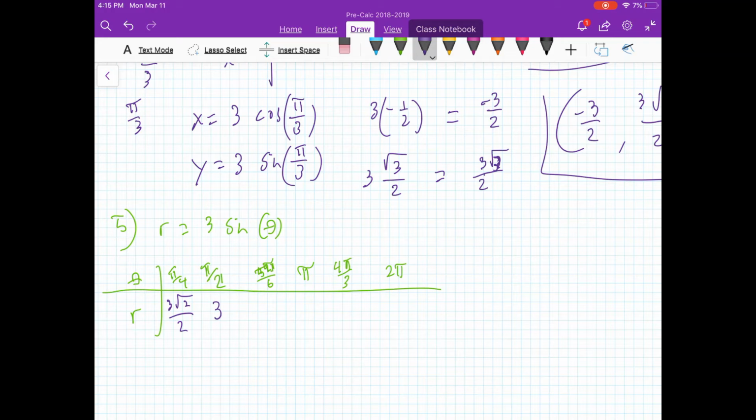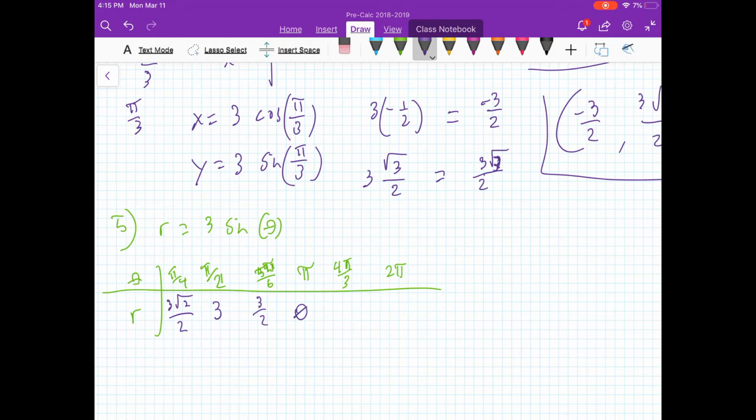Let's see, 5 pi divided by 6. The y value of that is 1/2. So 3 times that would be 3/2. Pi. Well, the sine of pi, that's just 180 degrees. The y value would be 0 there. It's not up and down at all. So 3 times that would be 0.